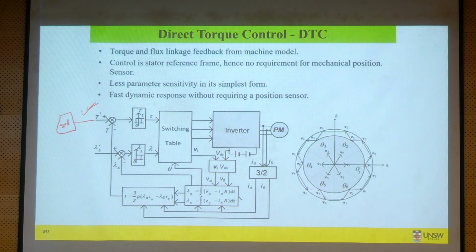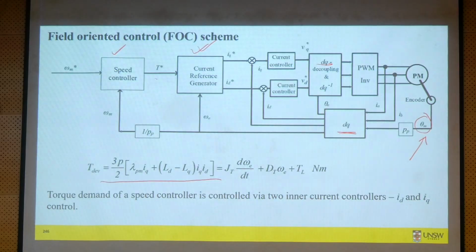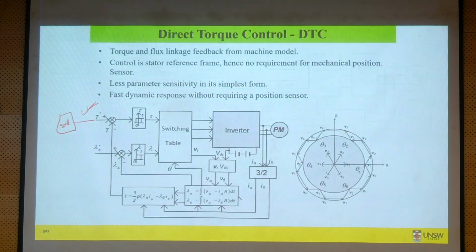Okay? And the other component is flux. So in FOC, we have this torque but we are controlling this torque via this IQ current. And we also have flux control here, but the flux is in this case controlled by ID current. So we are doing indirect torque and flux control in FOC. Whereas in DTC, your command is a torque, and torque and flux are direct commands to your controllers.